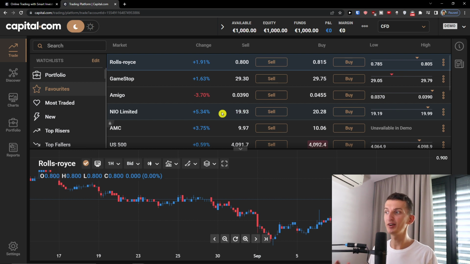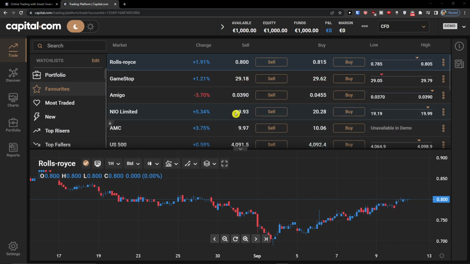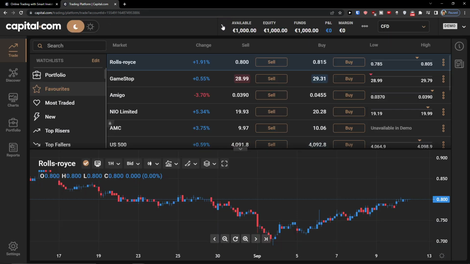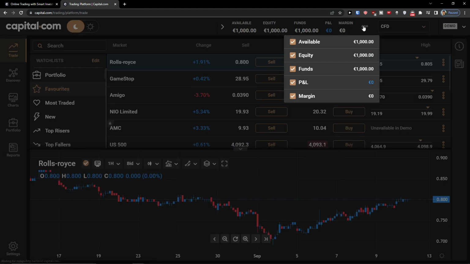So here I am, and I have a trading platform. I'm going to remove my camera right now so you can see everything, but you will see my yellow cursor, okay? When you come here, on the top left, you can simply switch between dark and light theme. Then on the top you will see the balance, availability, equity, funds, the profit and loss, margin, and you can easily edit this. So let's say I want to have only equity, so I'm going to delete everything else.